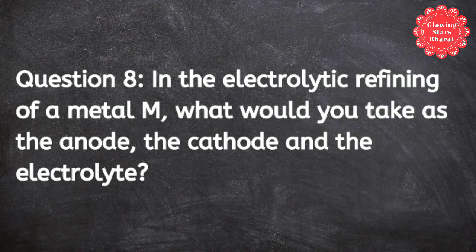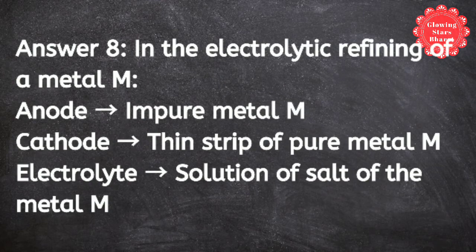Next question number 8. In the electrolytic refining of a metal M, what would you take as the anode, the cathode and the electrolyte? Answer of this question: in the electrolytic refining of a metal M, anode means impure metal M, cathode thin strip of pure metal M, electrolyte solution of a salt of the metal M.